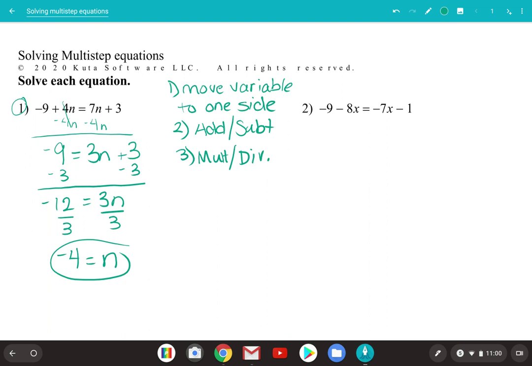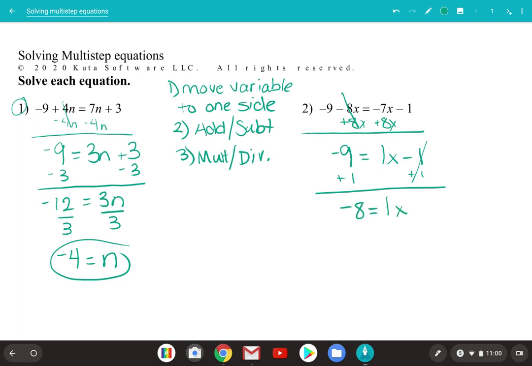So here we have a negative 8 and a negative 7. Negative 8 is smaller, so we're going to add the 8x to both sides. And that crosses out. So we get negative 9. Negative 7 plus 8 is 1x, or just x. Now we can add or subtract. That will cross out. And since it is a 1, we don't have to divide because anything over 1 is just itself. We get our number.